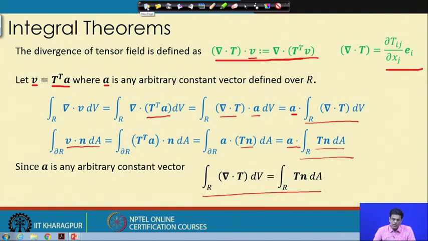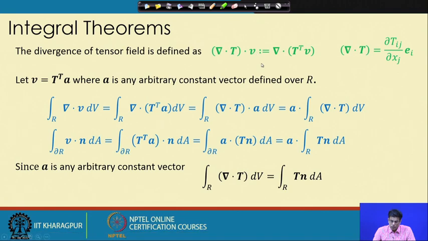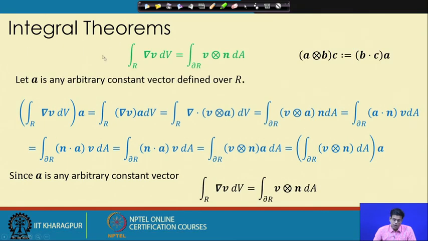Now, as we have seen, we will prove the other two corollaries, which we will probably be using in this course. So, let us see the first corollary. If I take the gradient of a vector field over the volume, then it should be equal to V tensor product n, where n is the outward normal.